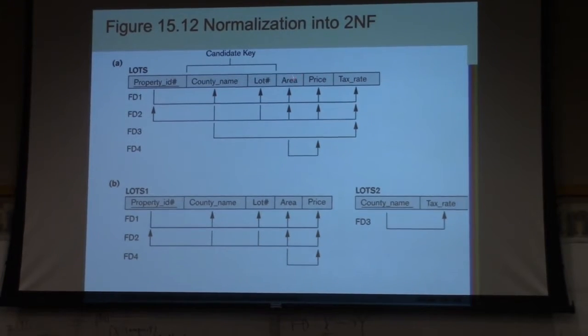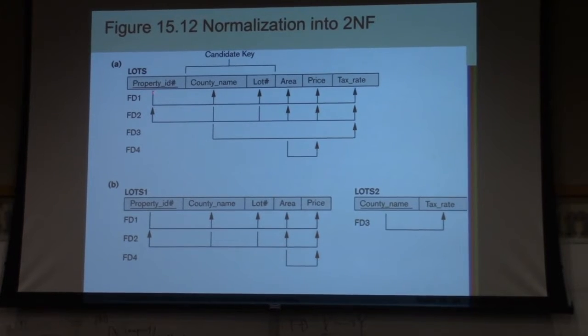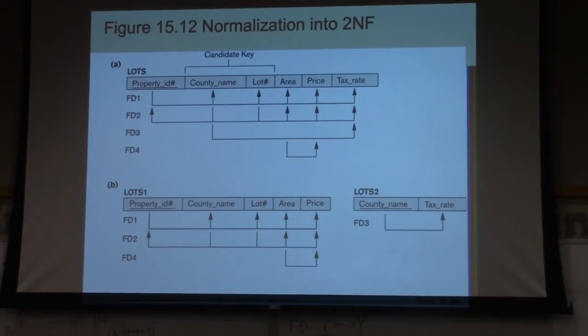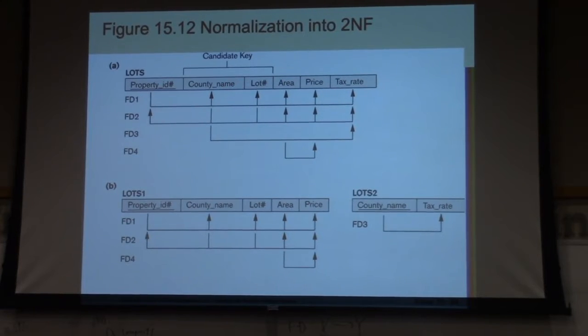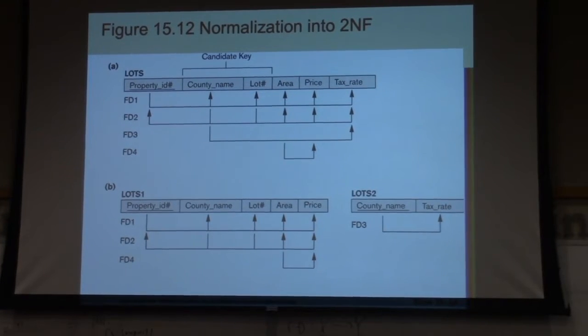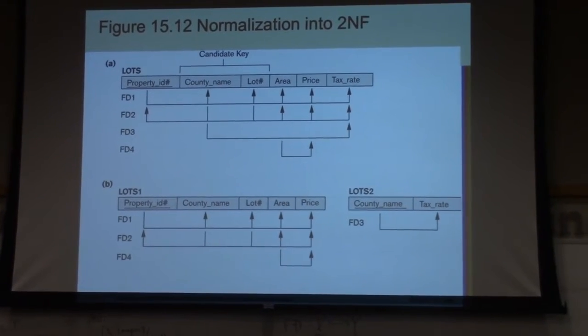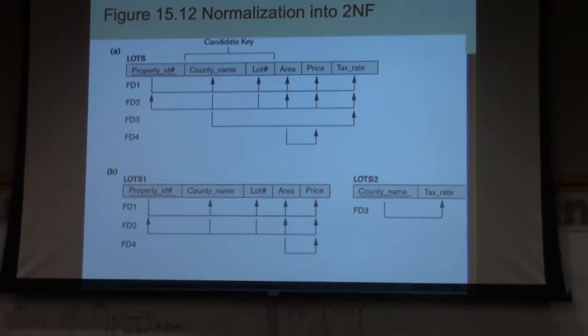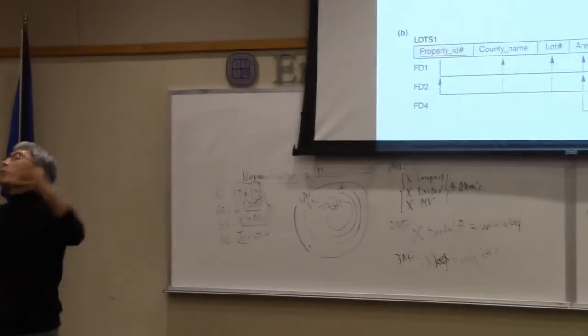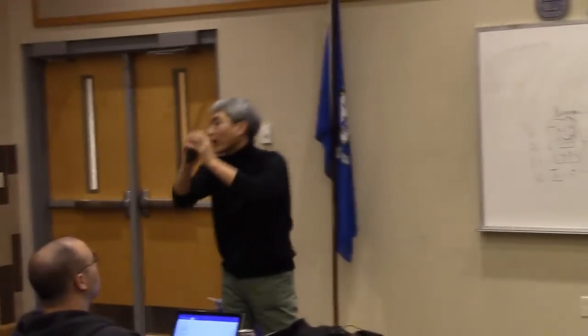Each of them should be determined by property ID, and also by country name plus lot number. If there is any attribute which is determined by property ID but not by country name and lot number, that means it is not in second normal form. There might be some redundancy. All of them should be determined by this. So when you check the second normal form, you need to check all prime attributes, not only the primary key.